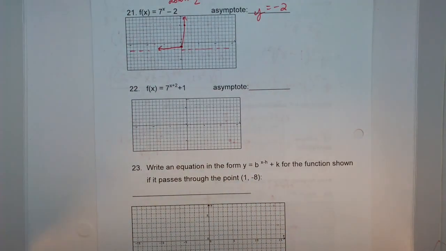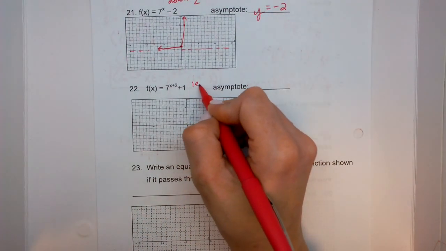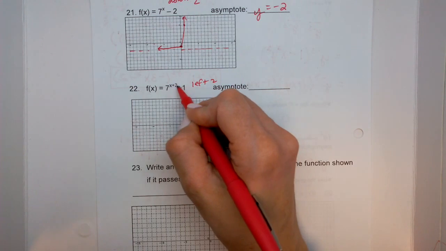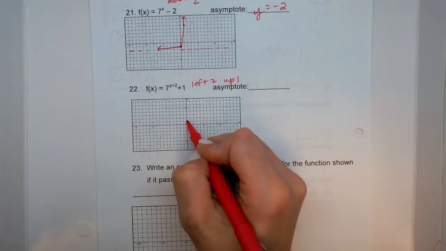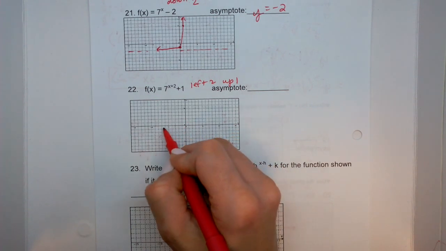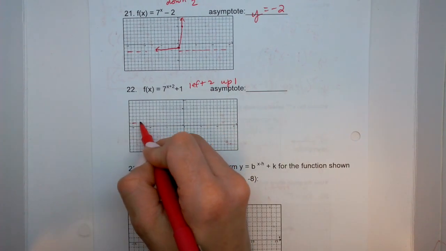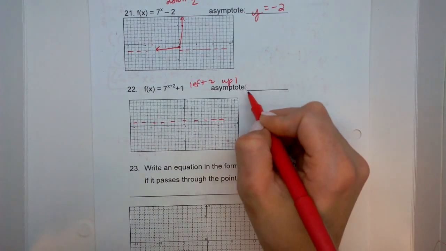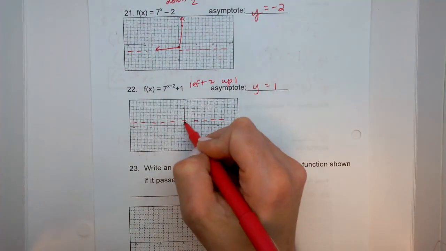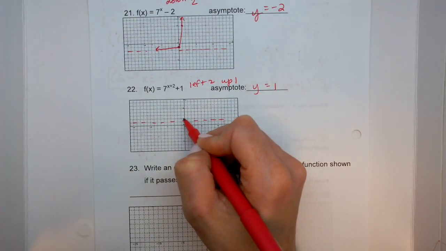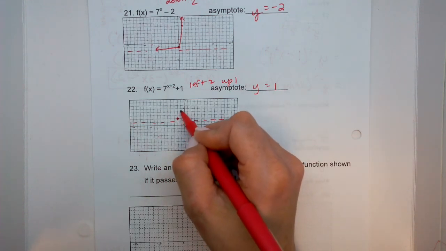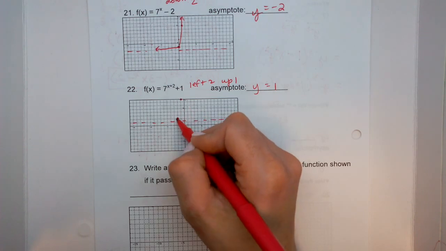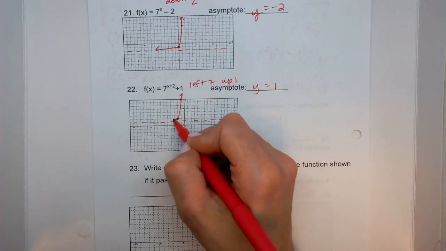Okay. On this one, we're going left 2 because the plus 2 moves it to the left, and up 1. So start with the asymptote. It went from 0 up 1 to y equals 1. Go to your anchor point and move it up 1 and move it left 2. Then go over 1, up 6, and that's your graph.